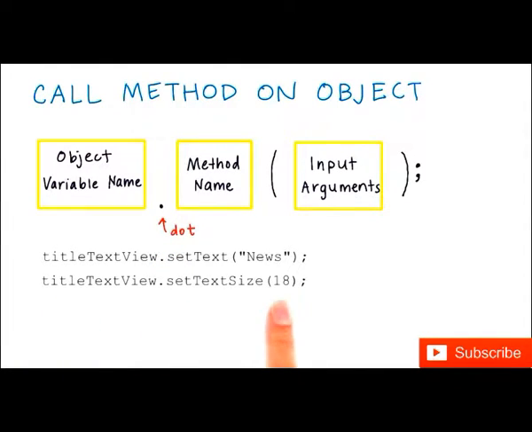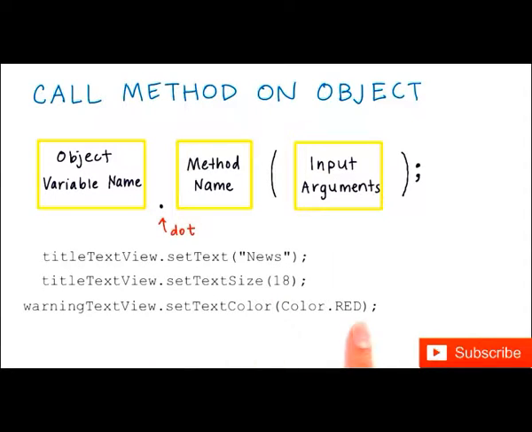Here's another example. On that same title text view object, we're going to call the setTextSize method on it. This method takes an integer as input for the new text size. So in this case, we just pass 18 as the new text size. When the Android device executes this line of code, it's going to change this title text view to have a larger font size of 18.